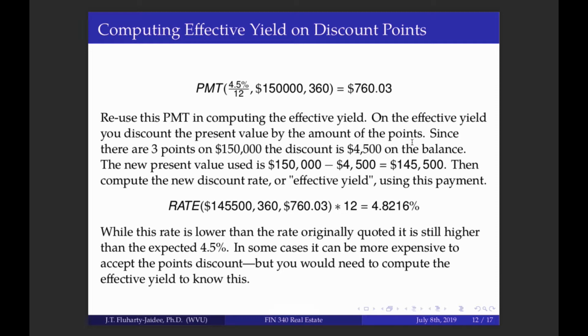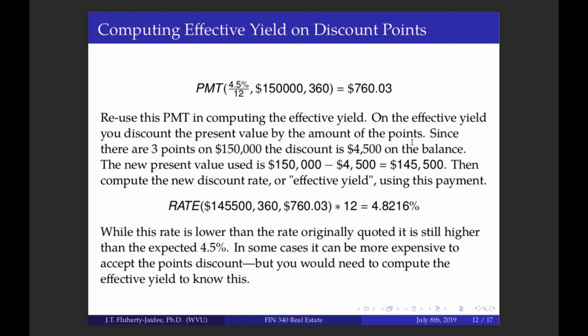So we're going to use the rate calculation in Excel, for example, and put the $145,500 as the new balance. Use 360 still, since we're still doing 30 years for 12 months. And we're going to use the original payment we computed at $760 and compute the actual interest that we will be paying.